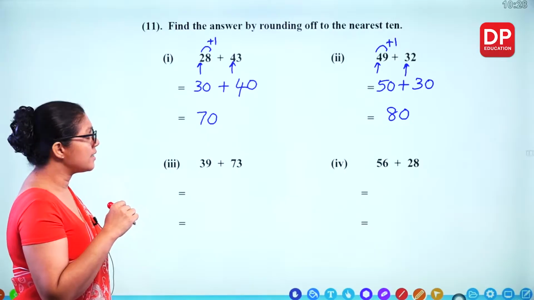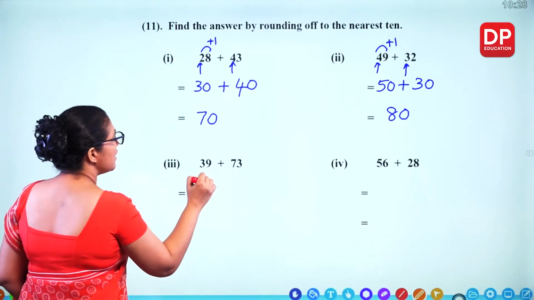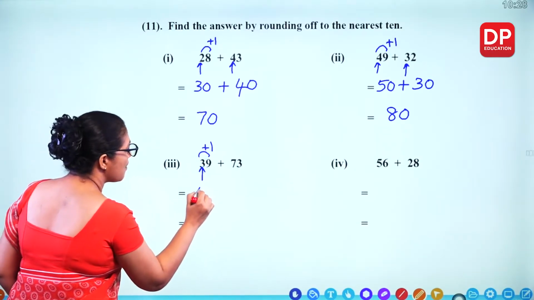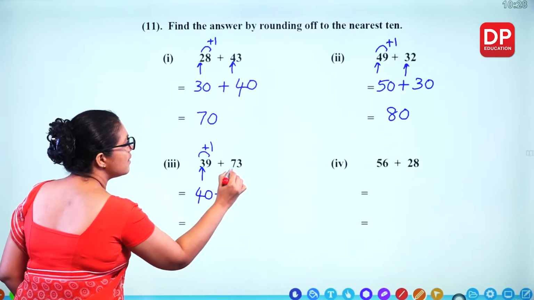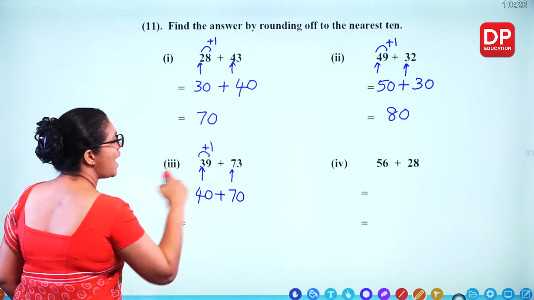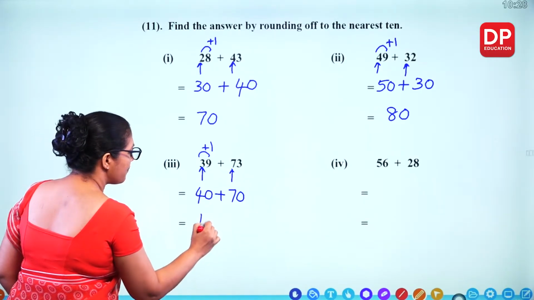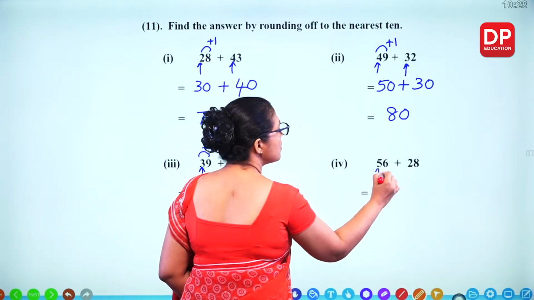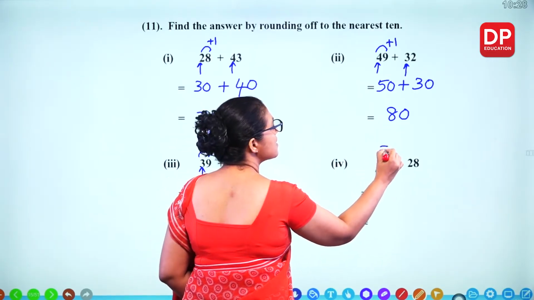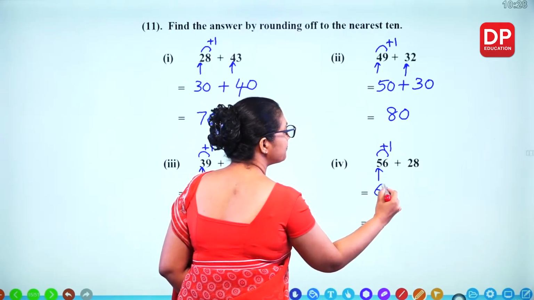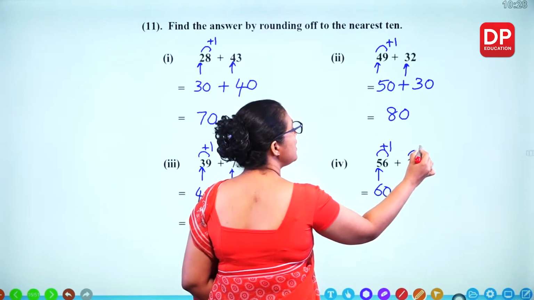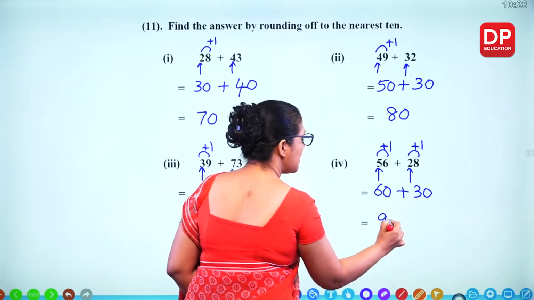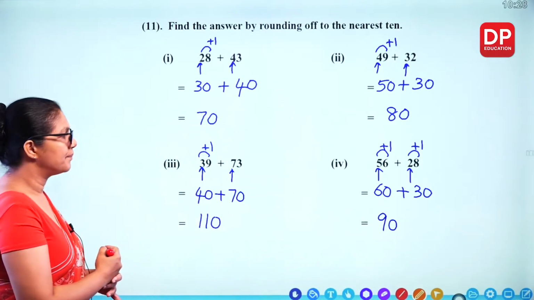When you take this one, 39 and 73, more than 5, so you need to add 1. So this becomes 40. Here, this one, that's 70. We don't add it. 40 plus 70, 110. 56, when you round, you get 60 because you need to add 1. 28, also we need to add 1. That becomes 30. 60 plus 30, answer is 90.